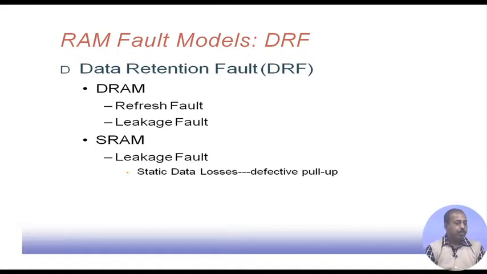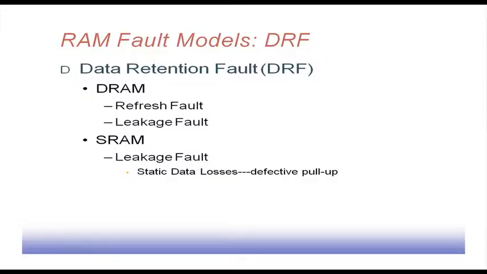For DRAM, we have got the refresh fault and leakage fault. The refresh circuit is trying to do the refreshing of these RAM cells continually by reading the value from the cell and writing it back onto there. But if there is some problem in the refresh circuitry itself, then this refreshing will not work. That gives rise to the refresh fault, and the content of several cells may be lost. Similarly, we have got the leakage fault for DRAM cells as well.